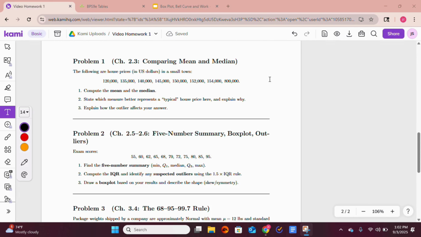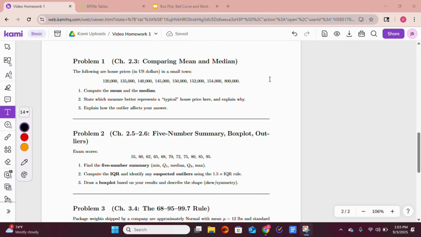Starting off with problem 1, we are given a set of data with house prices in a small town. Using this data set, we are asked to find the mean and the median. We're going to start out with the mean, which is just the average of a set of numbers. To find this average, we simply add all the numbers together, which gives us 1,796,000.